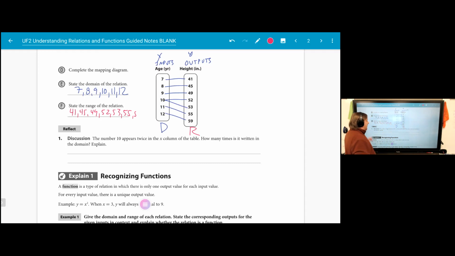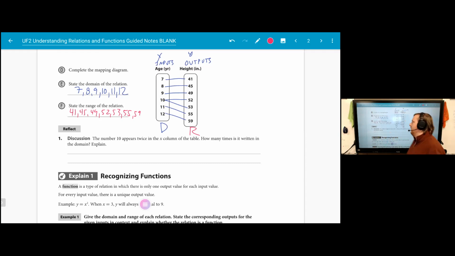And 59. And then you see that one right there, the discussion part, right? The number 10 appears twice in the X column of the table, but we only write it one time in the domain. We don't write repeated numbers, okay?